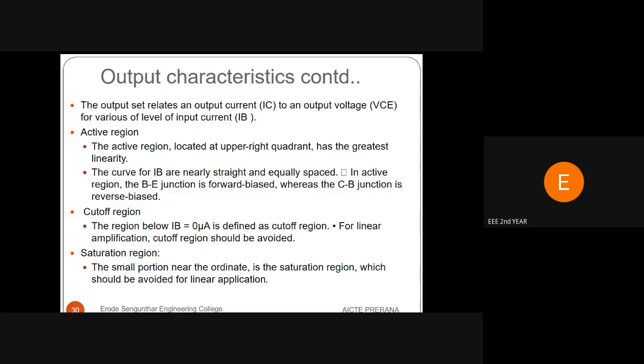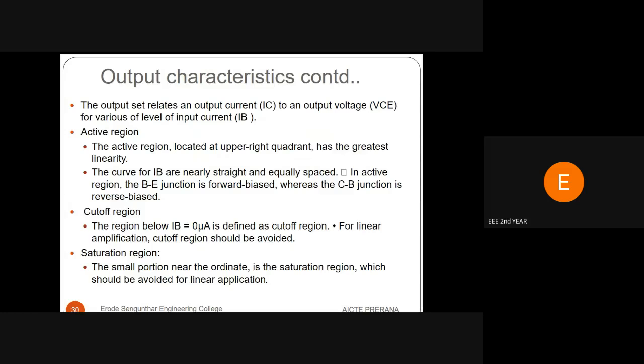The next region is the cutoff region. The cutoff region is defined as below IB equal to 0 milliamps. In the cutoff region, the emitter base junction and collector base junction are always reverse bias.